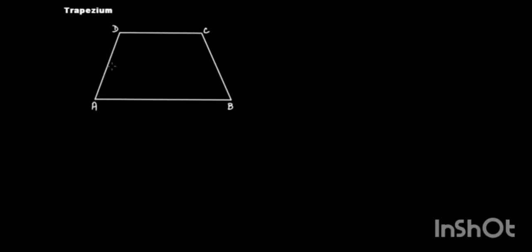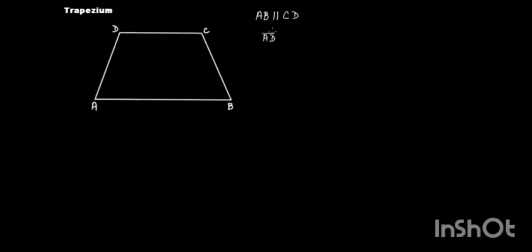In this figure, we have a quadrilateral ABCD, and AB is parallel to CD. We write it as AB is parallel to CD. And AD and BC are non-parallel sides. This pair of sides, AD and BC, is non-parallel.